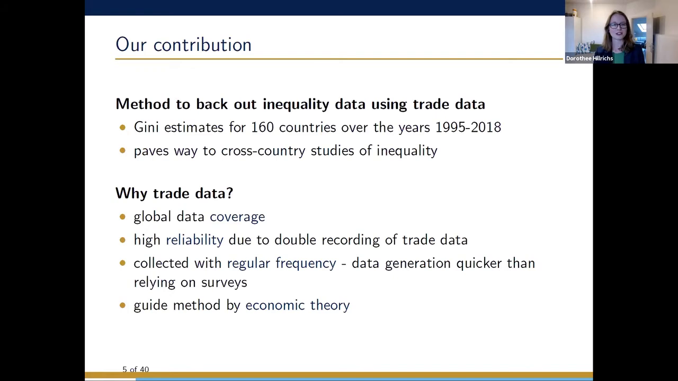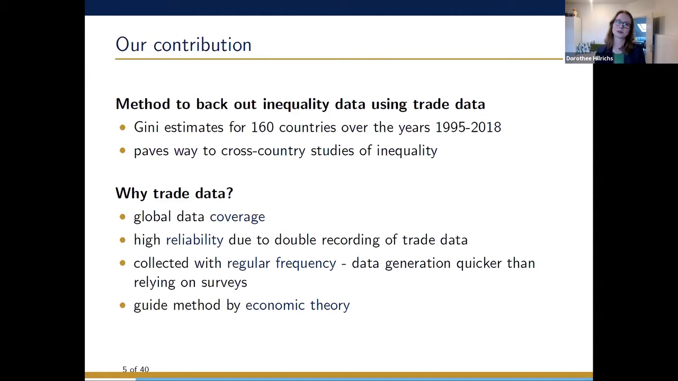And with this methodology, we get Gini estimates for 160 countries over this sample period, 1995 to 2018. And with this data, we hope then to pave the way to use it for cross-country studies and to track inequality.